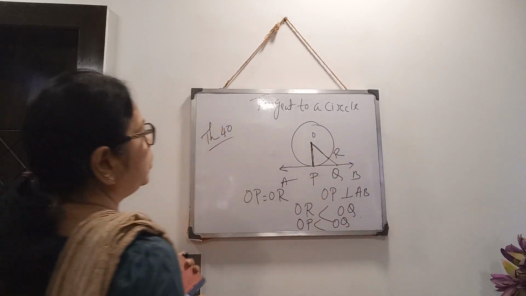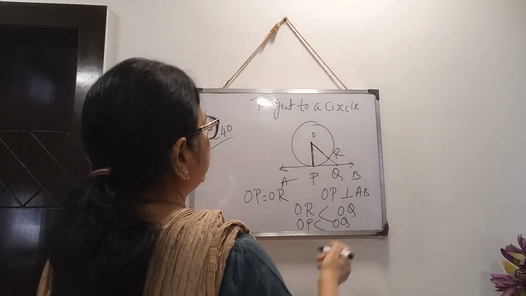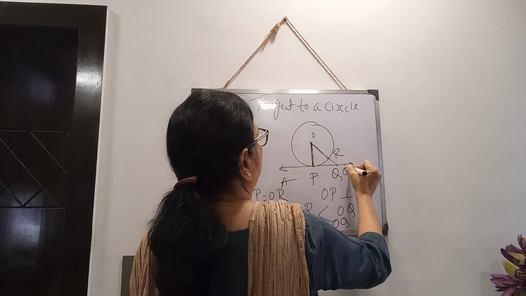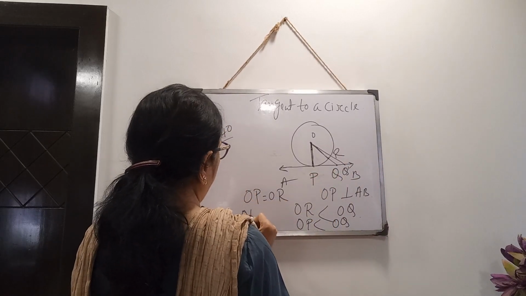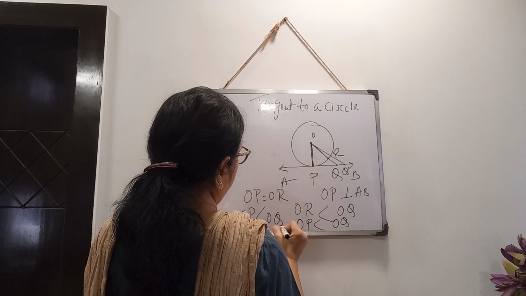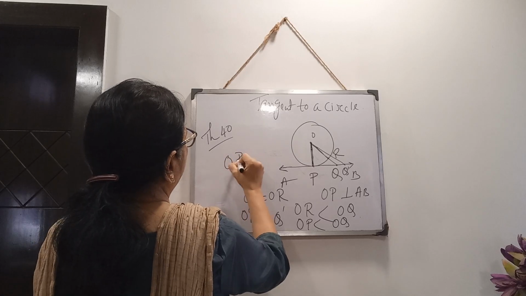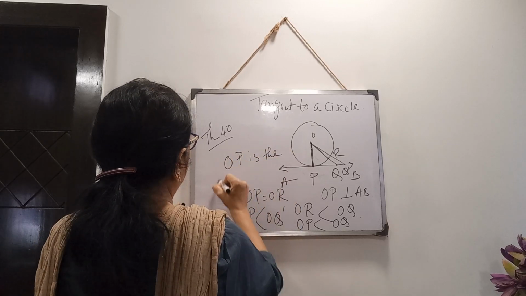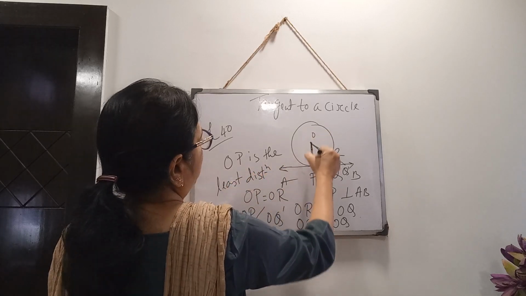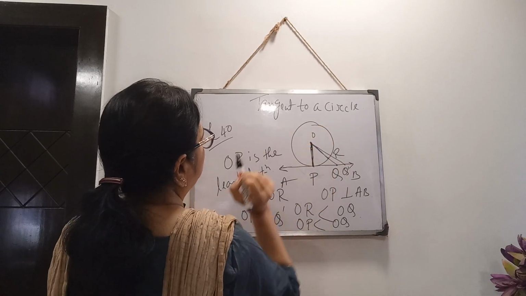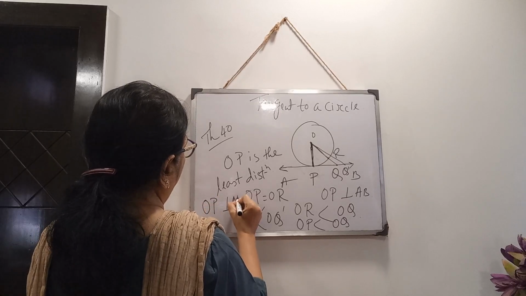Now Q is any arbitrary point on AB. So if I take another point here, Q dash, and if I join OQ dash, then also you will see that OP is less than OQ dash. So in any case, OP is the least or shortest distance. So you know this is the perpendicular, least distance means it should be perpendicular on AB. So from here we can write that OP is perpendicular on AB.